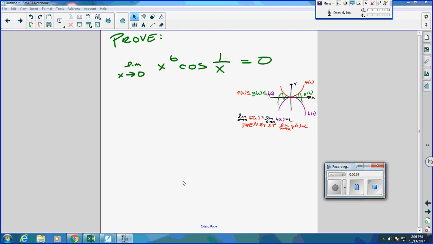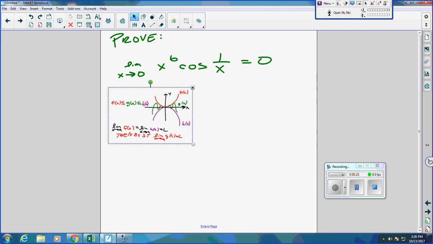So we have to prove the limit as x approaches 0 of x to the 6 cosine of 1 over x equals 0. And the first thing you should do is plug in 0, everybody. And you get 0 times cosine of 1 over 0, which is undefined. This function is not continuous at 0, right? I'm saying the limit is this, and f of 0 is undefined. So it's not cool. It's a big hole.